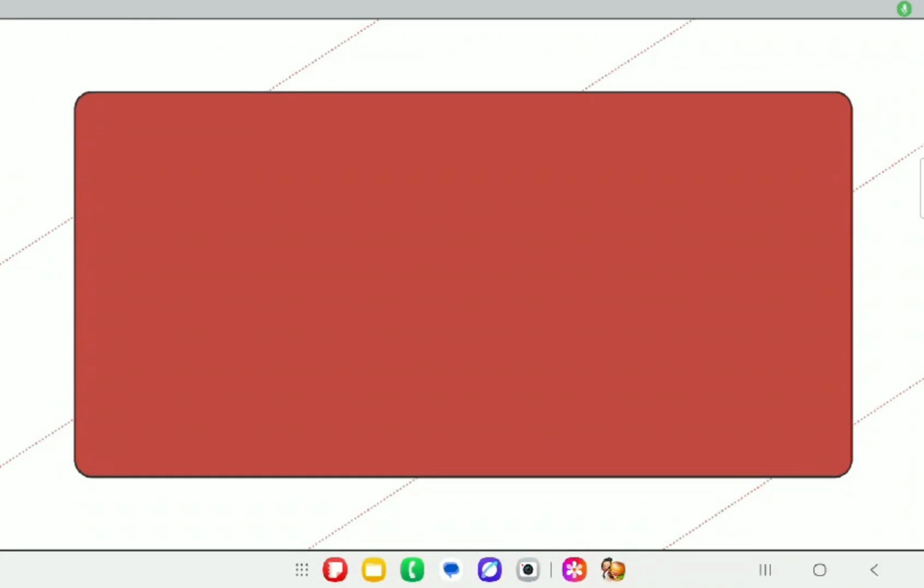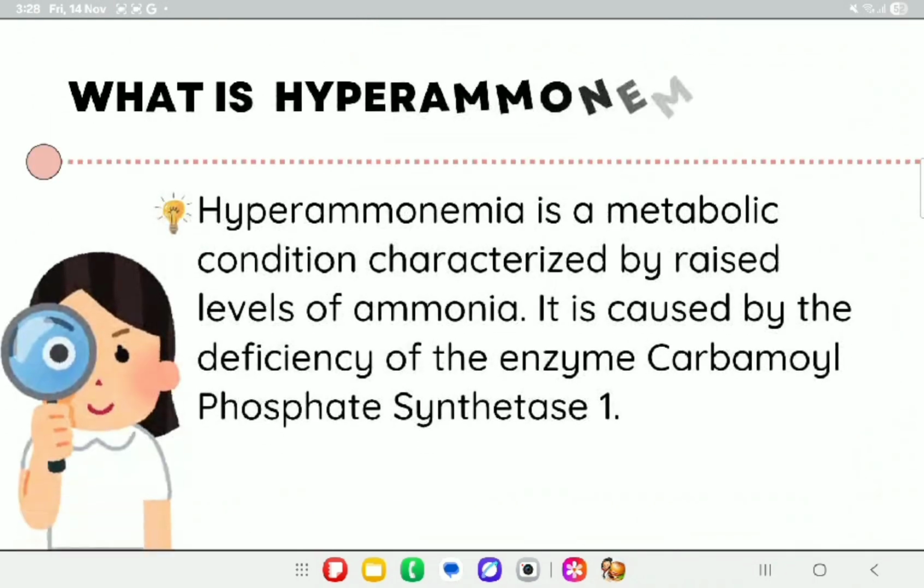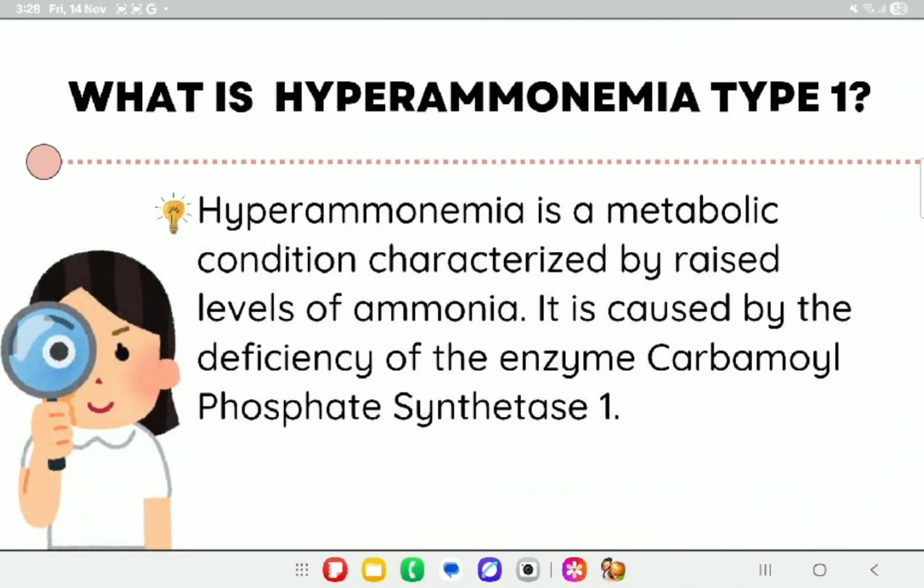Everyone, last meeting we tackled the urea cycle, and we all know that each stage of the urea cycle requires an enzyme in order to achieve a reaction. If one of these enzymes is missing, the cycle may not function properly, which can lead to urea cycle disorder. There are many types of urea cycle disorders, and one of them we are going to tackle today, and that is hyperammonemia type 1.